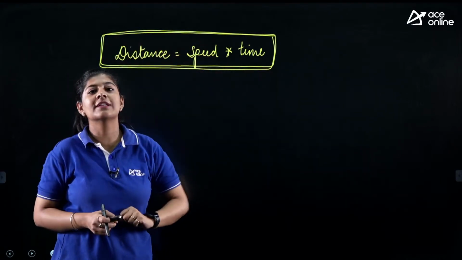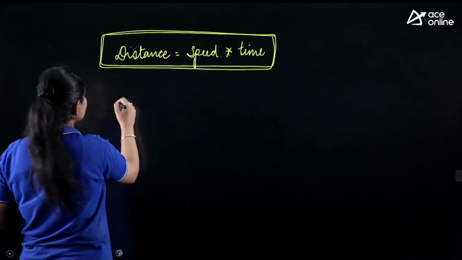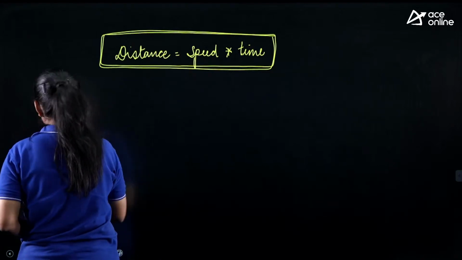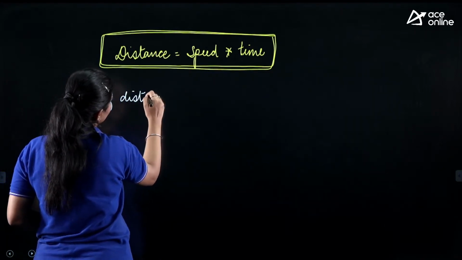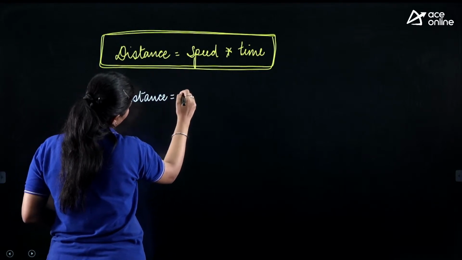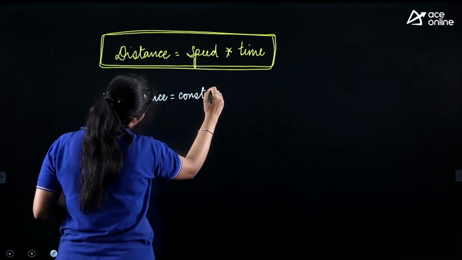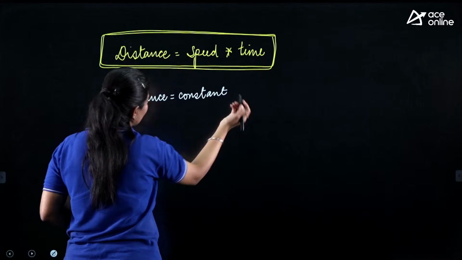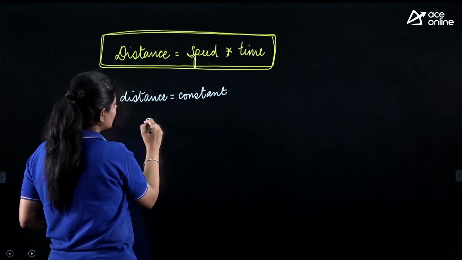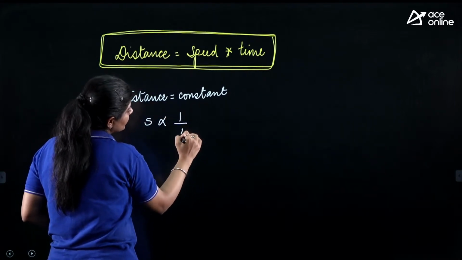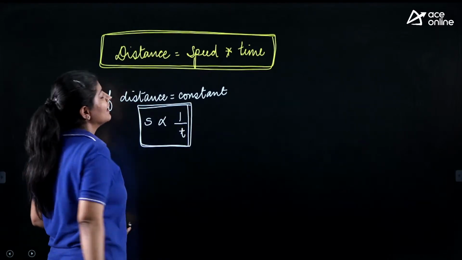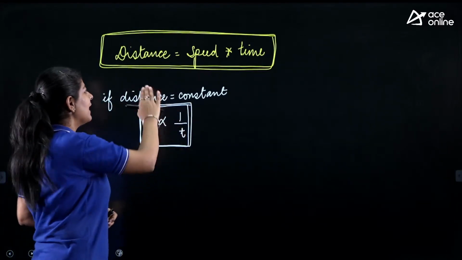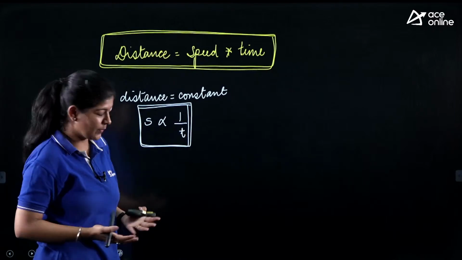But there is one more thing that we need to keep in mind. If the distance is constant, there are a few conditions. In such a scenario, speed is inversely proportional to the time, if we have our distance as a constant.